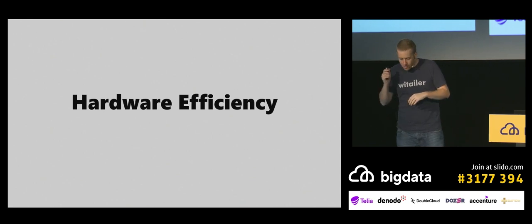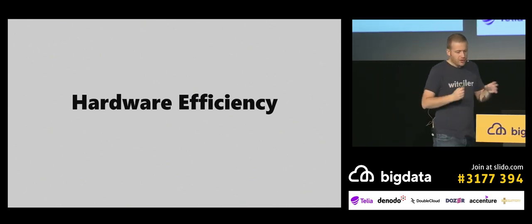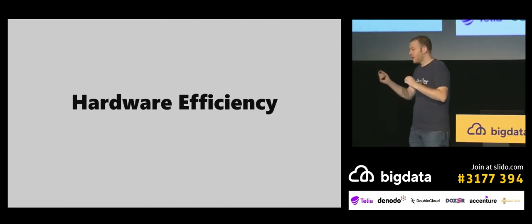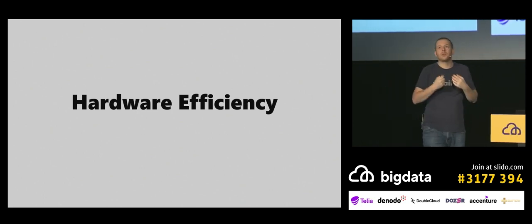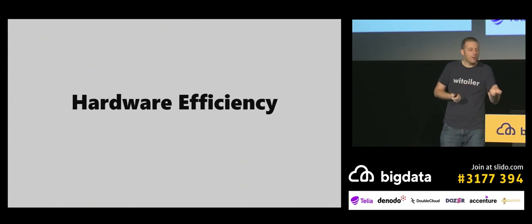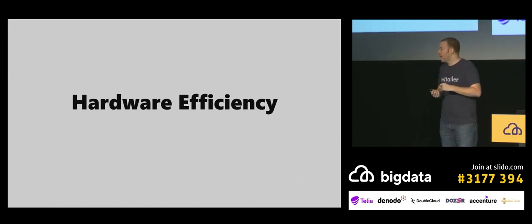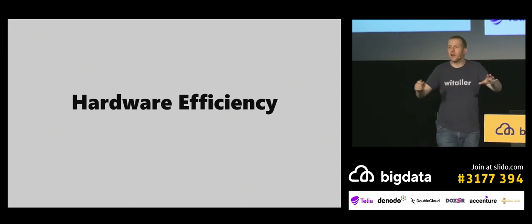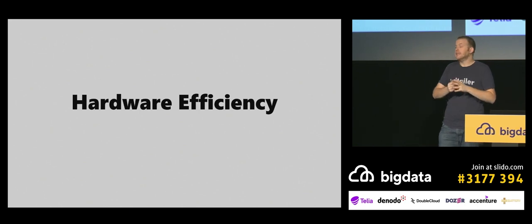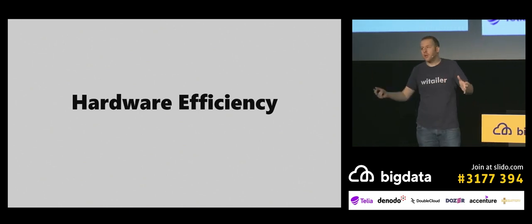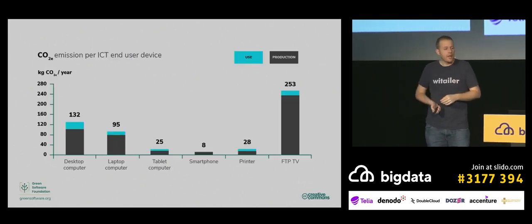When it comes to hardware efficiency, energy efficiency is about using better the energy that we put into the technology. Hardware efficiency is more about thinking about the hardware we have and buy, and extending the lifetime of those devices.